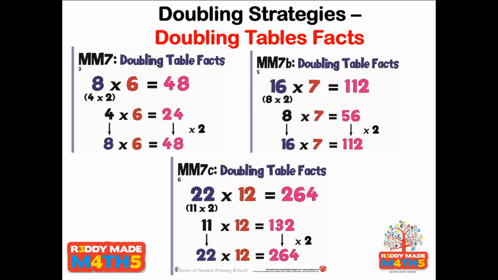Again, as before, we've just looked at all these examples in the classroom, but I did think it was worth showing you that these are all available as posters that can be printed out on A4 or A3 and put up onto your working walls in class so the children have got a display of all the different strategies that they need. You can see here the year 3, we work out 8 times 6 by beginning with 4 times 6. Year 5, we work out 16 times 7 by beginning with 8 times 7. And in year 6, we work out 22 multiplied by 12, starting with 11 multiplied by 12. So again, if you are interested, senseofnumber.co.uk.